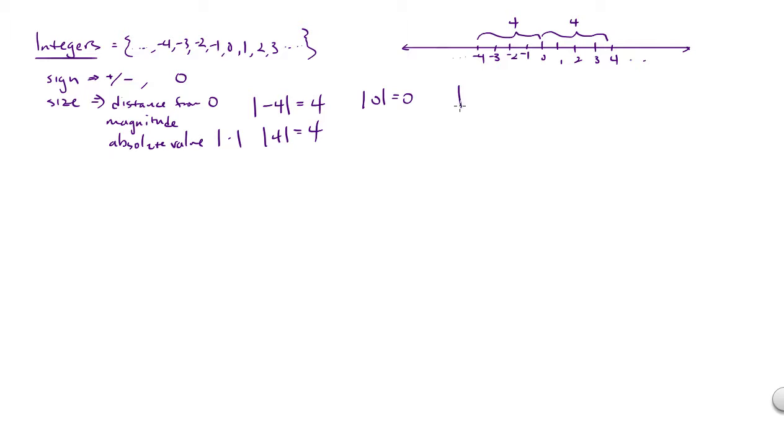And this can be done with any number. The absolute value of negative 2/3: its sign is negative, and its magnitude is 2/3. The absolute value of 2.7 is 2.7. And that's pretty much it.